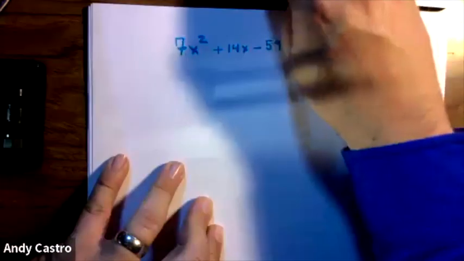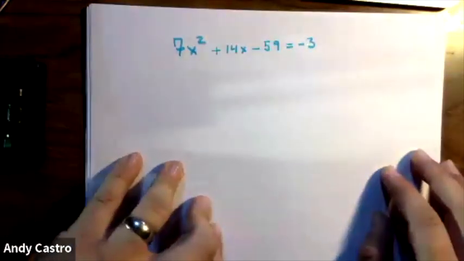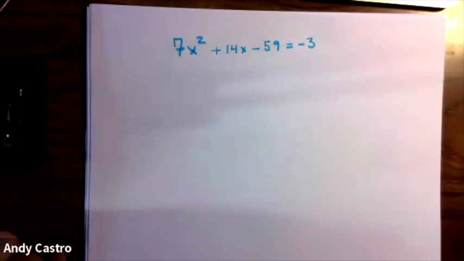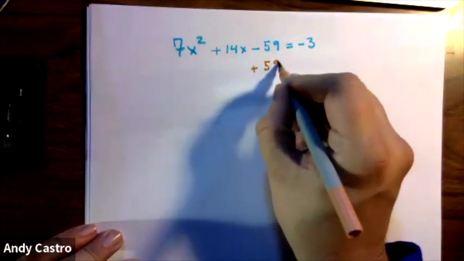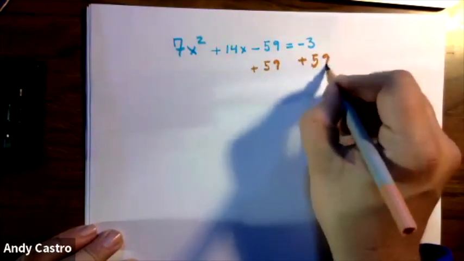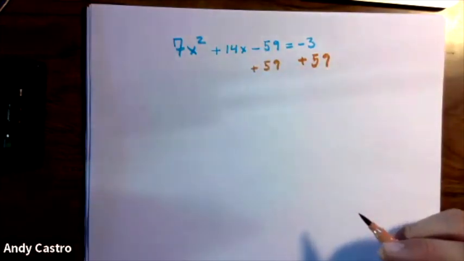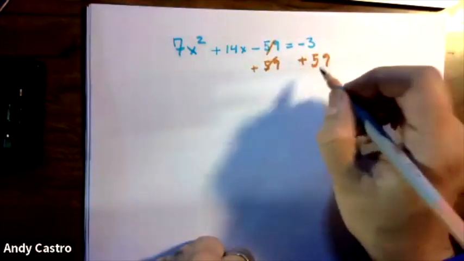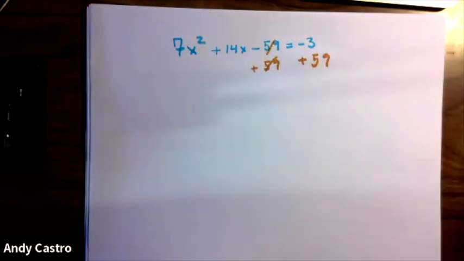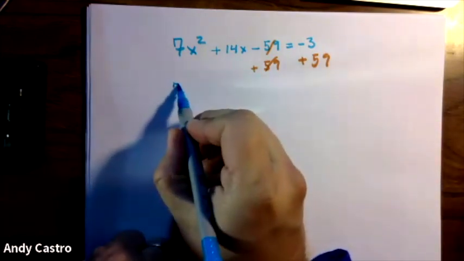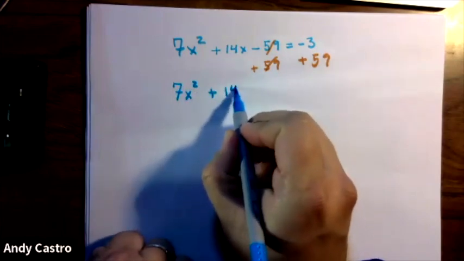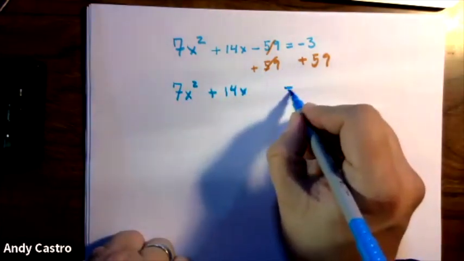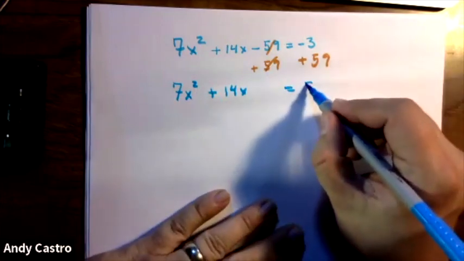All right, what do we do here? We're going to start this off the same exact way. I'm going to add my 59 to both sides to get rid of this C term here. This leaves me with 7x squared plus 14x, and that's equal to 56.